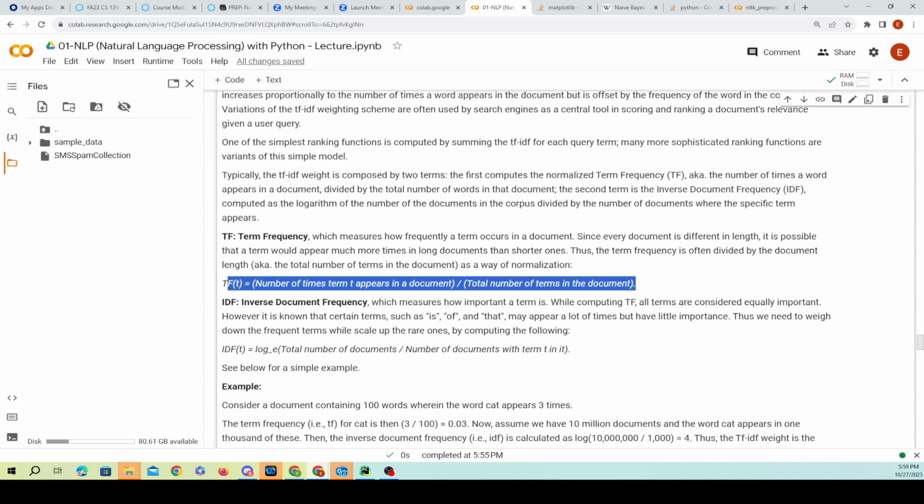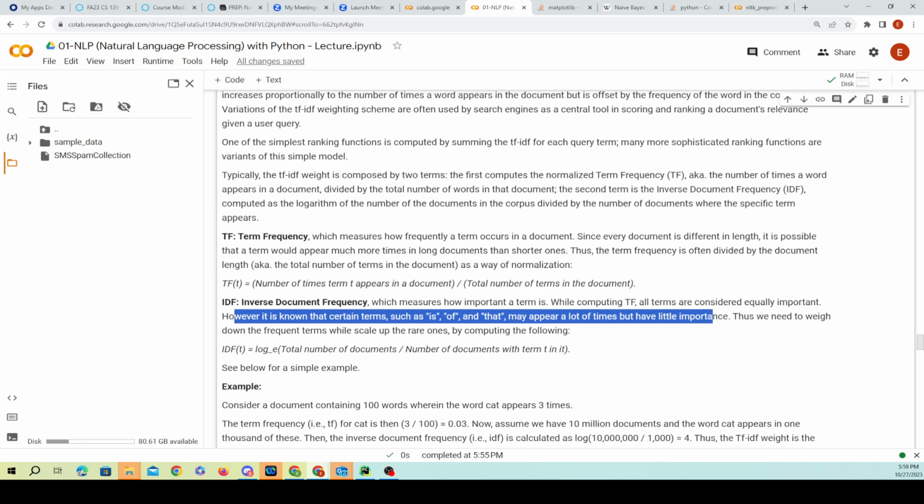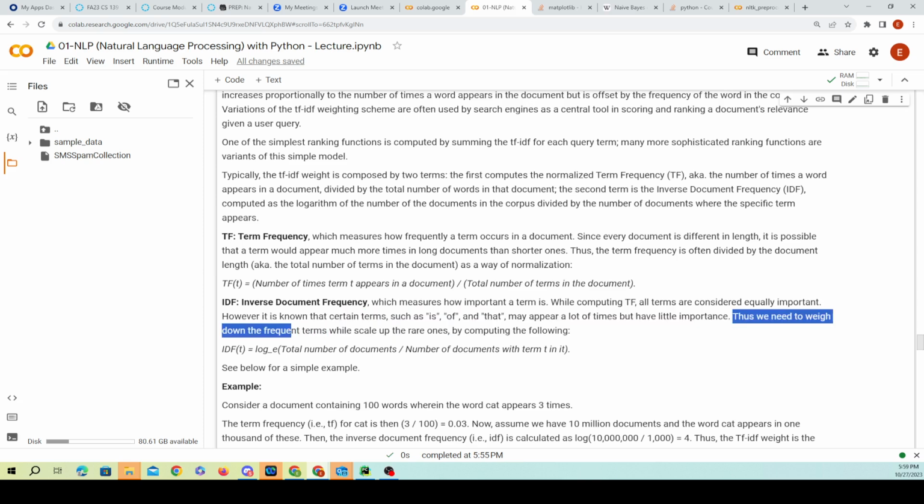The inverse document frequency measures how important a term is. While computing the term frequency, all terms are considered equally important. However, it is known that certain terms such as is, of, and that may appear a lot of times but have little importance. Thus, we need to weigh down the frequent terms while scaling up the rare ones by computing the following.